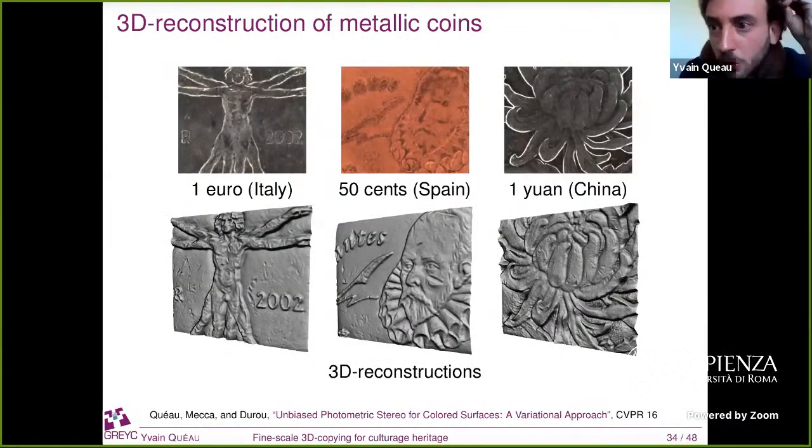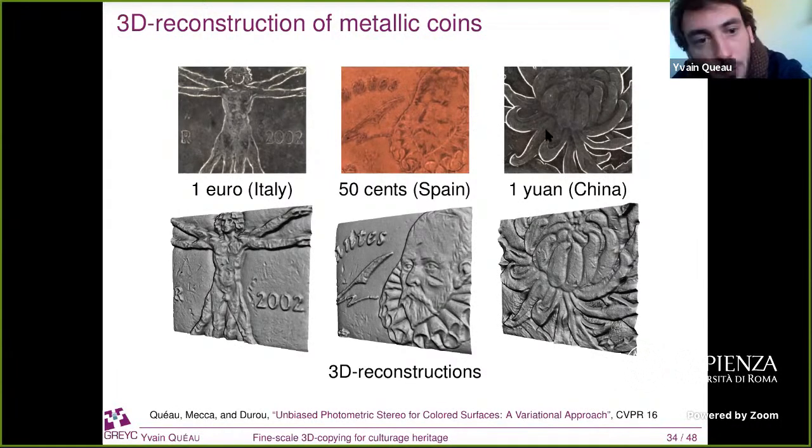So this actually works. Here are some examples of 3D reconstruction on challenging metallic surfaces. Here are coins: a 1 euro piece from Italy, 50 cents from Spain, and 1 yuan from China. Below you can find the 3D reconstructions. What's very good for us here is that we see a lot of geometric details appearing, and this is the reason why we want to use this technique for the bio tapestry.